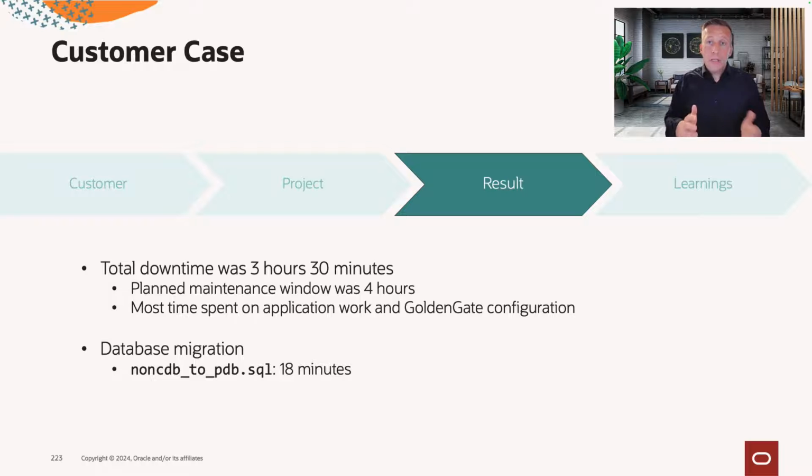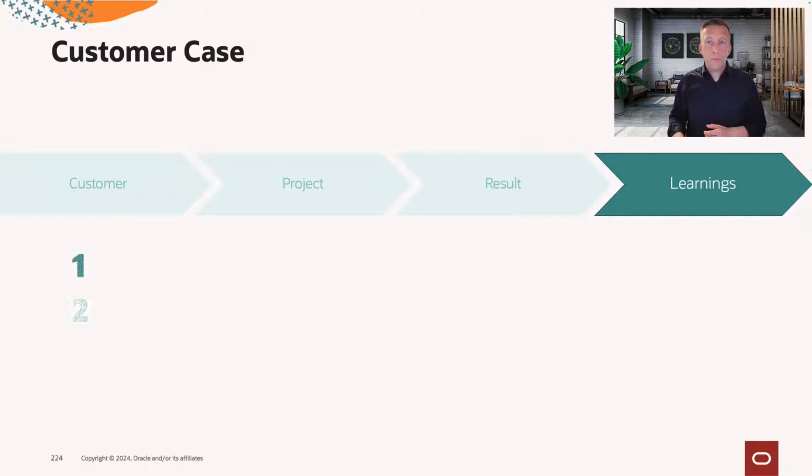In total, the team did the migration with a downtime of 3 hours and 30 minutes, which is still within their downtime window. But the majority of the work in the maintenance window was actually related to the application and the Golden Gate configuration. The team at Swisscom estimated that if they only had to do the migration of the database with the standby databases, they could do it within an hour to 90 minutes. The non-CDB to PDB script ran for around 18 minutes.